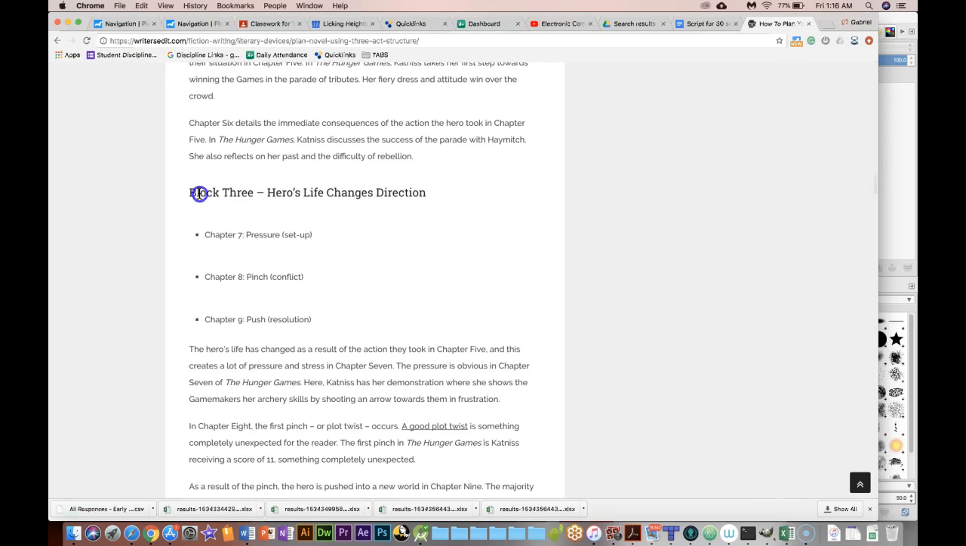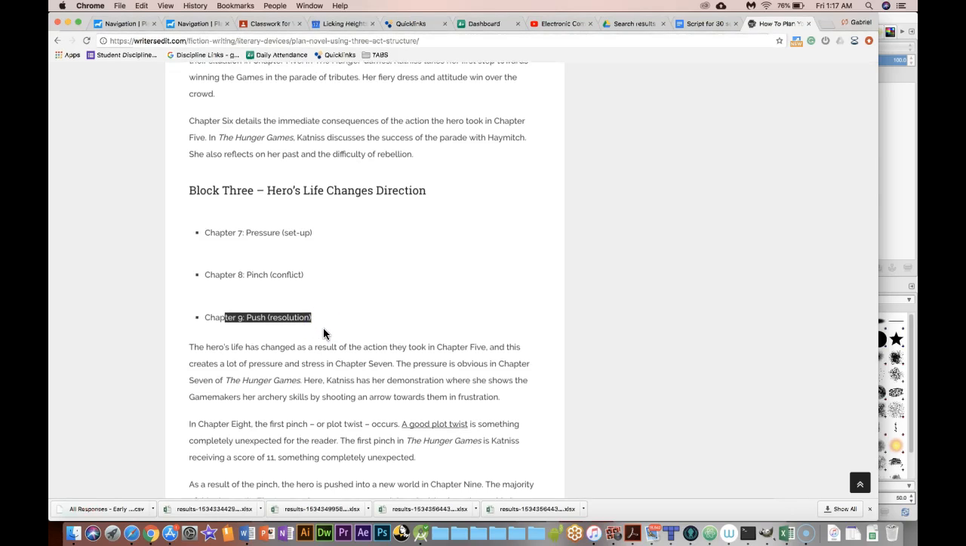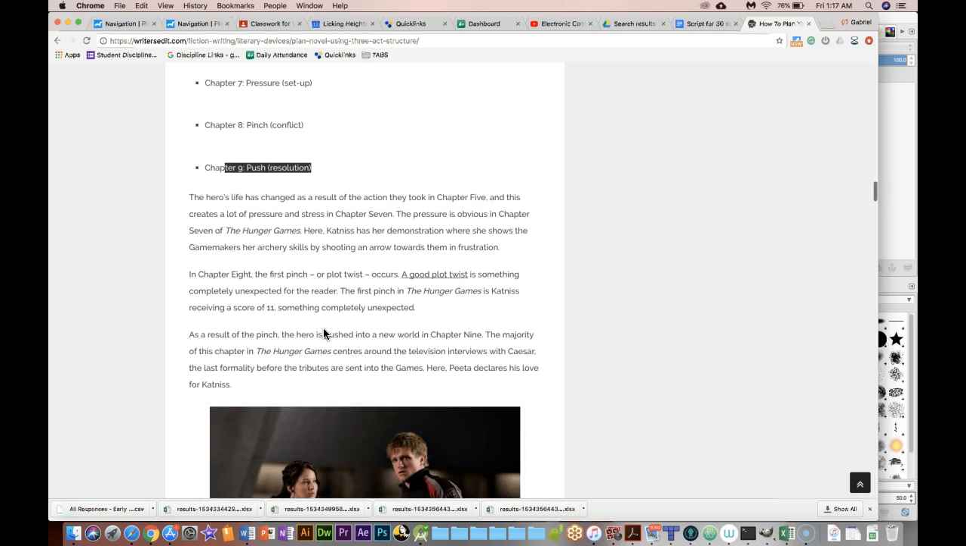Okay, and then block 3, we're still in Act 1. I'm just walking through Act 1, and you guys are going to want to do this. This is a really good article for that. Block 3 would be our last one for our first act. They have it broken down into another 3 chapters. Still a setup, conflict, and resolution: pressure being applied onto the hero, pinch, and then push. So what is the player doing with that situation, and how are they trying to resolve it or figure it out?